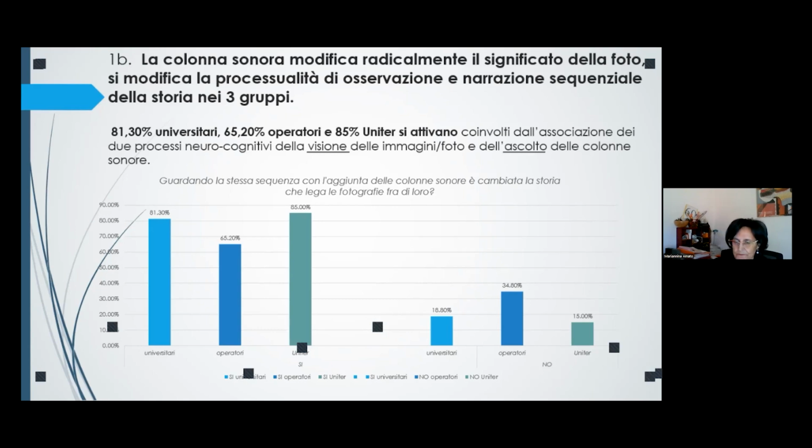Then we asked, looking at the same pictures, but with the music in the background, were you able to get any meaning? Were you able to get a story out of these pictures? And we can see that the students and social workers now answer differently. With the music, 81% of the students and 65% of the social workers were able to get a story out of the pictures. From this we can see that the association of sound and visual combine together, and in our mind they are processed together to get a story. Next slide, please.